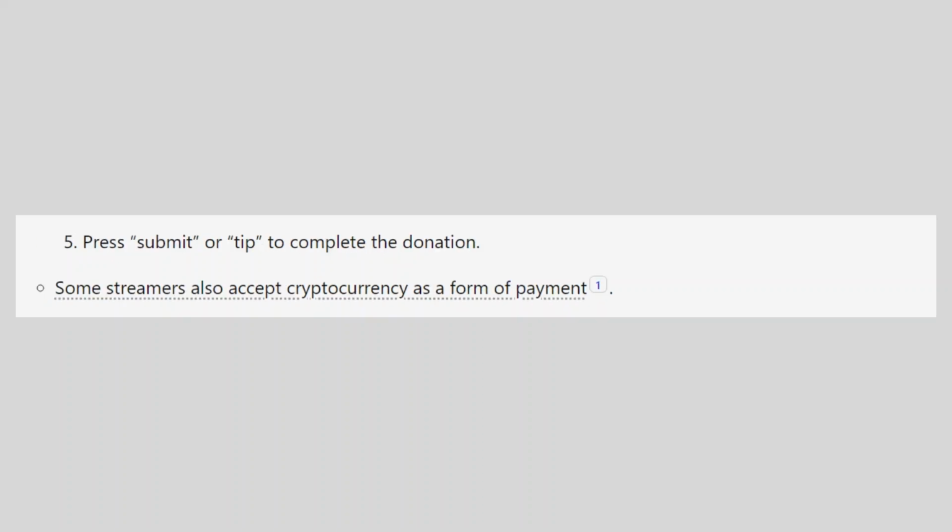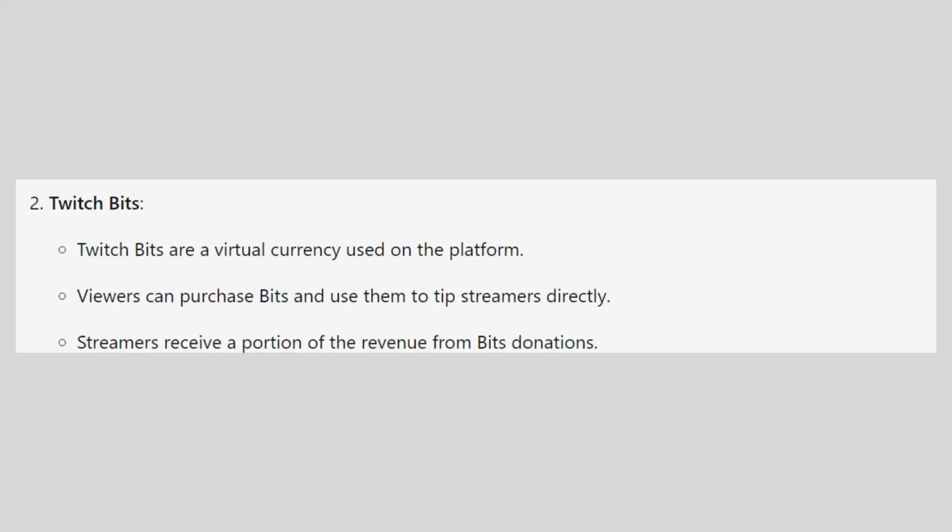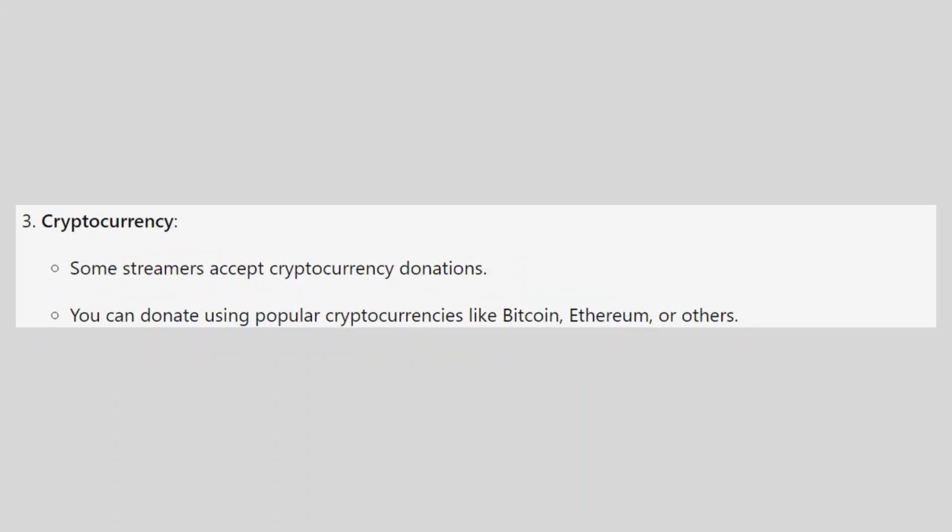Some streamers also accept cryptocurrency. Twitch bits are a virtual currency used in the platform. Viewers can purchase bits and use them to tip streamers. Then streamers receive a portion of the revenue from bits donations. Some streamers accept cryptocurrency. You can donate using popular cryptocurrencies like these.